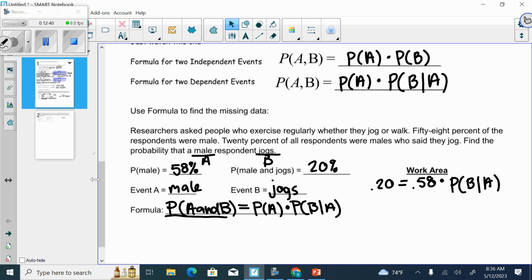All right, so all I have to do here is solve. So if I wanted to get probability of B given A by itself, how do I get rid of that 0.58? Divide. So I would have 0.2 divided by 0.58 is equal to the probability of B given A. What do we get when we divide 0.2 by 0.58? So approximately 0.344, something like that. Okay, so we would say that this would be about 34%.